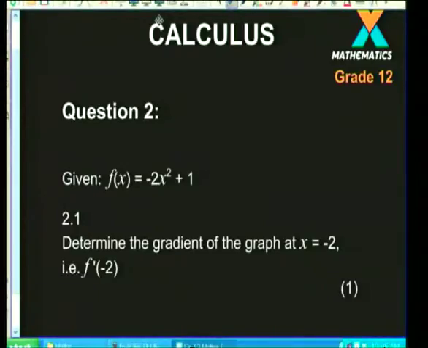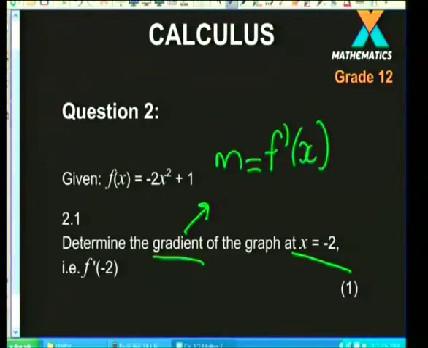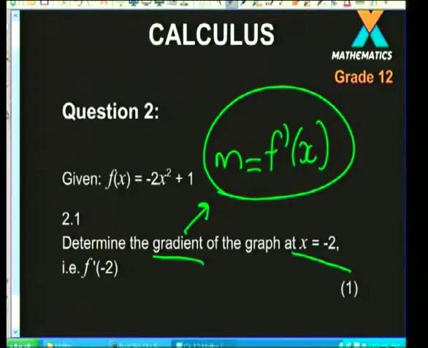Given that f of x is equal to negative 2x squared plus 1, determine the gradient of the graph at x equal to negative 2. Now the gradient, we know this is m from algebra, but the gradient is also equal to the derivative. And once you know this, you can actually attempt this question. Let's do it.